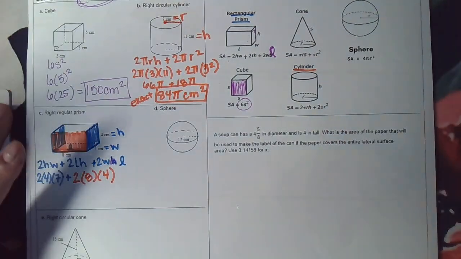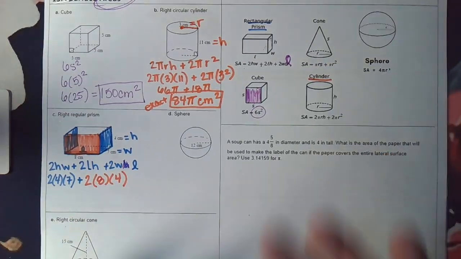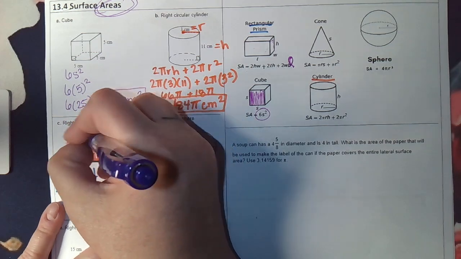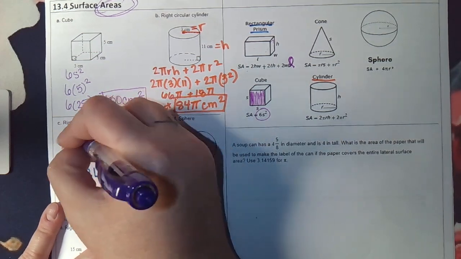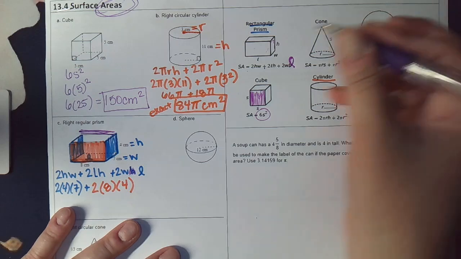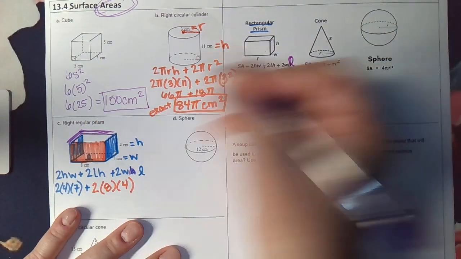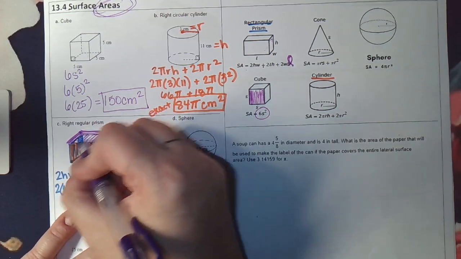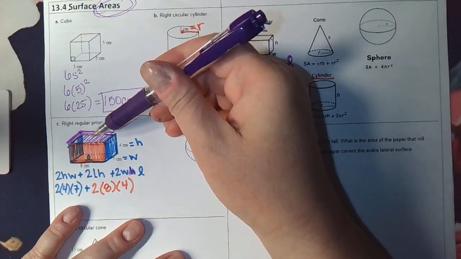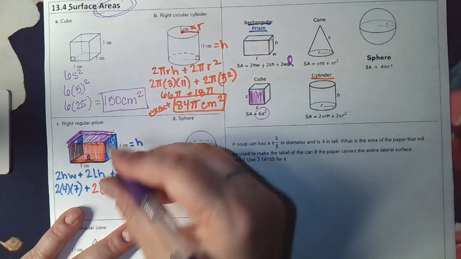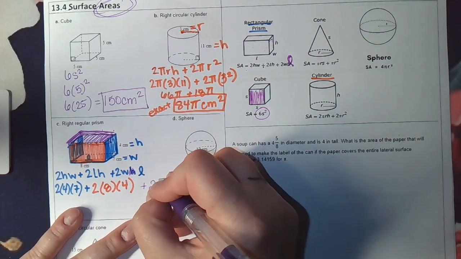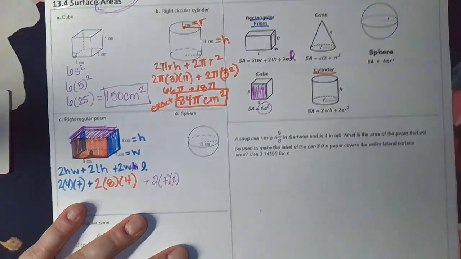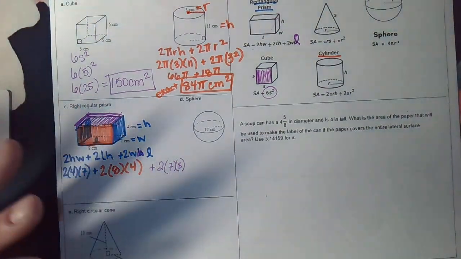Okay, so now we're going to do 2 times the W and the L. The L is how long this is. The W is how deep it is. And that means we're finding the area of this top rectangle and the rectangle on the bottom. So plus 2 times 7 times 8. Okay, and then let's multiply all these and see what we get.